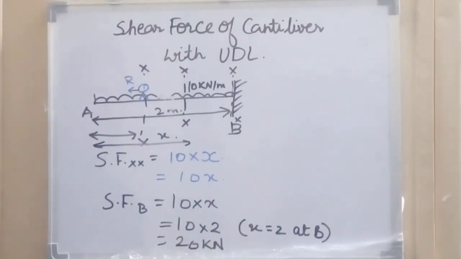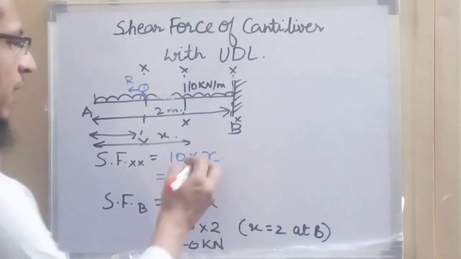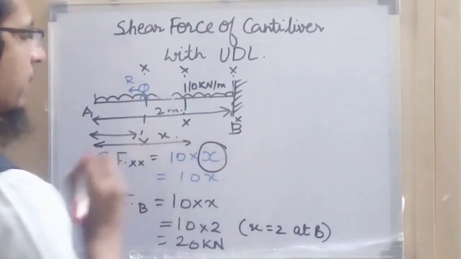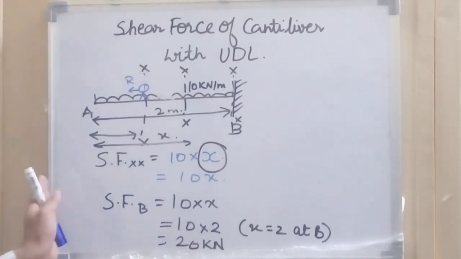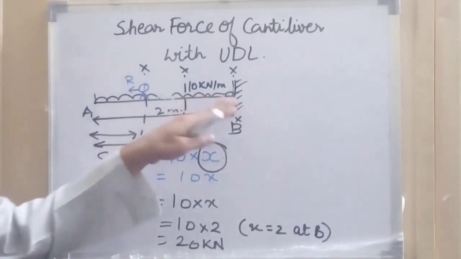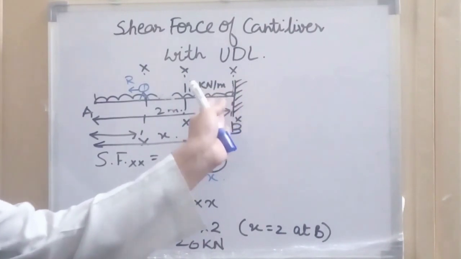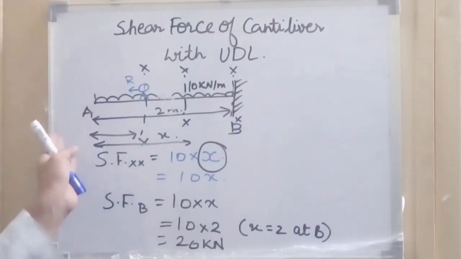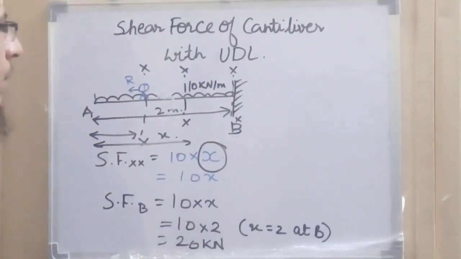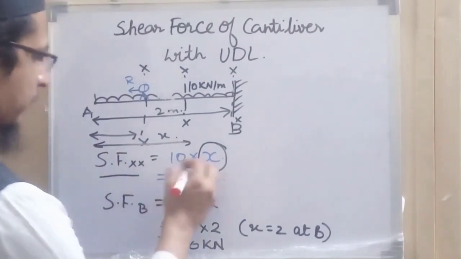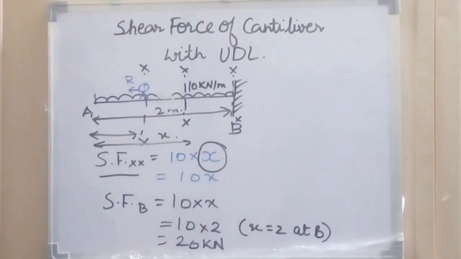Now what is the difference with the point load? Here the expressions come in the form of x. We have drawn this in this way, with our free end towards the right and the fixed end towards the left, because we want to show this dependence, 10 into x or w into x.